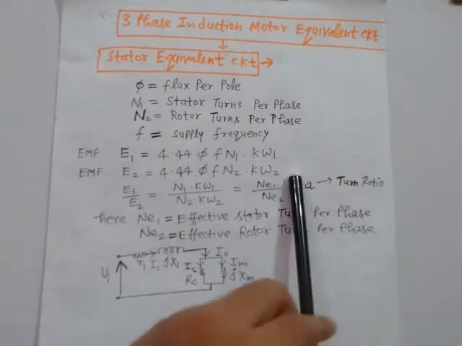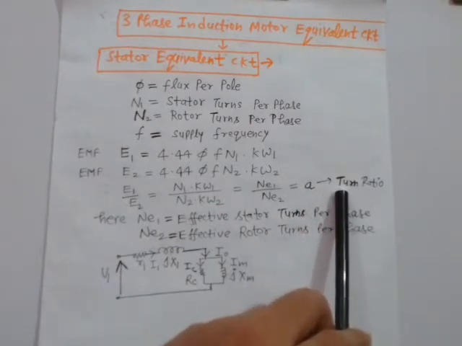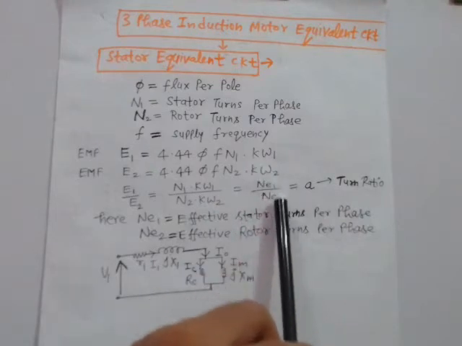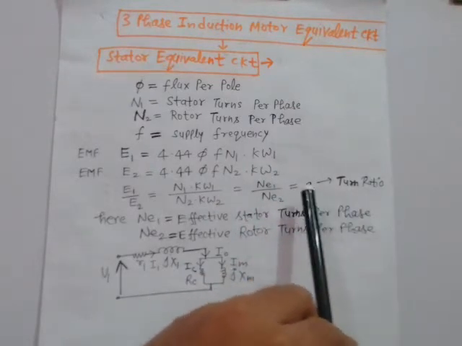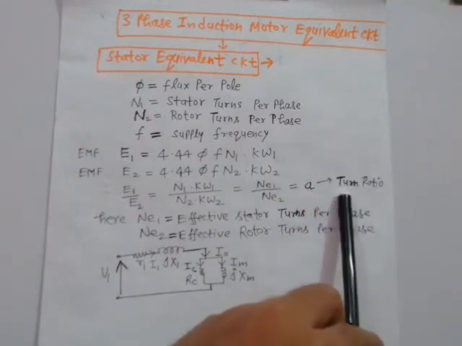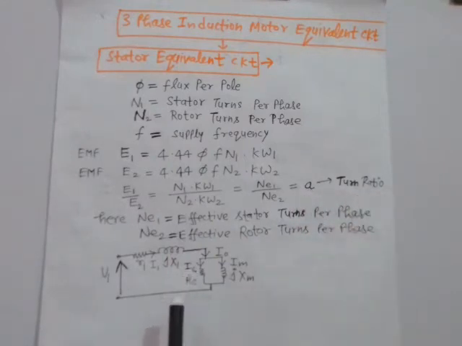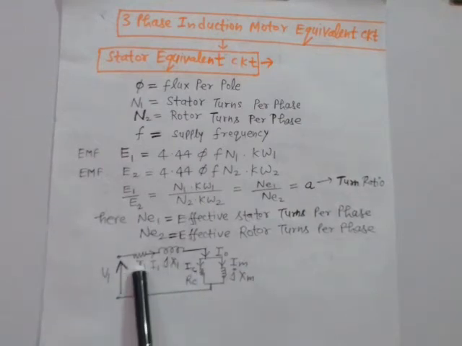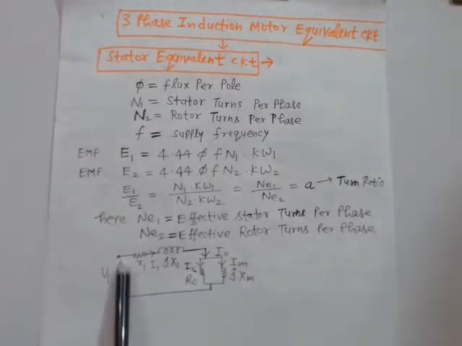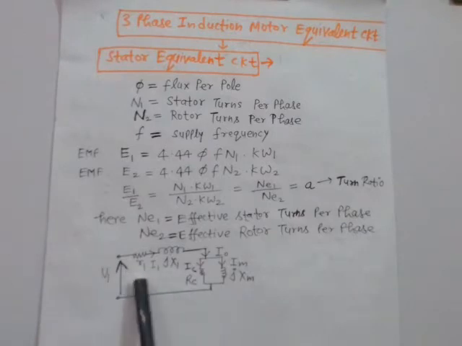So this ratio is called the turn ratio of the three-phase induction motor, like a transformer, right? This ratio Ne1 by Ne2 is the turn ratio, which I represent by A. So R1 is the primary winding resistance of the stator, which is very small, and X1 is the stator winding reactance, right? V1 is the applied voltage to the stator winding. Accordingly current I1 will flow, right?